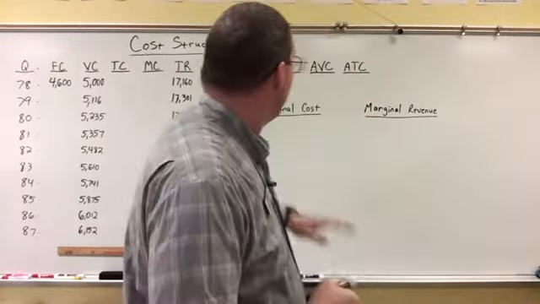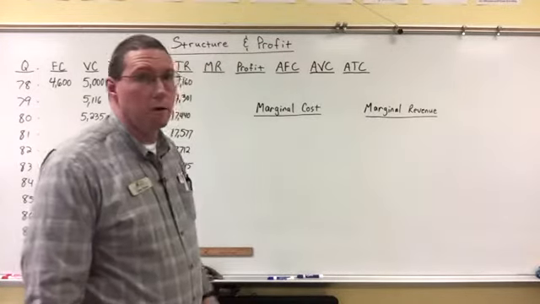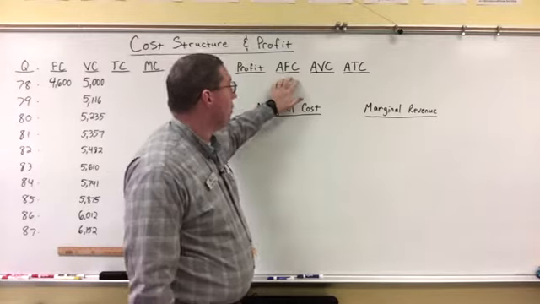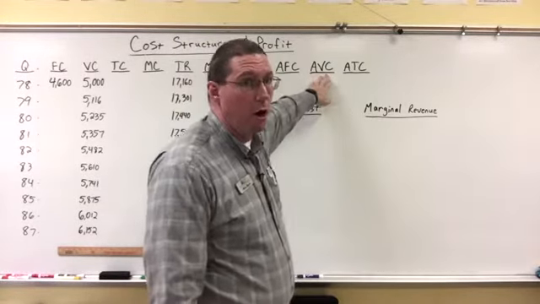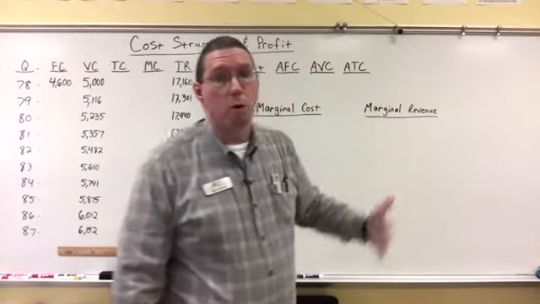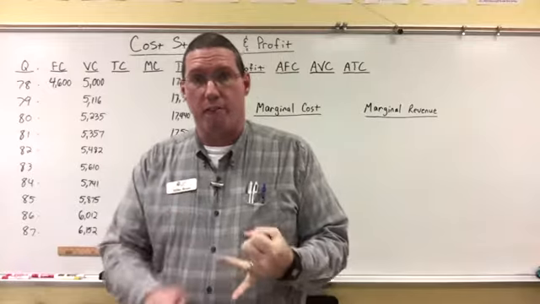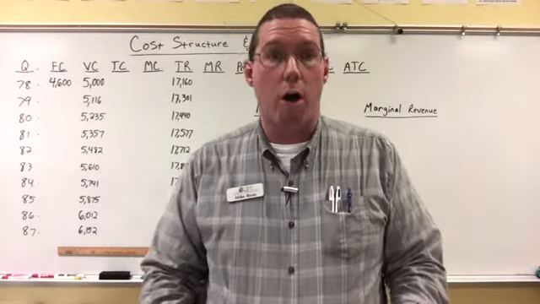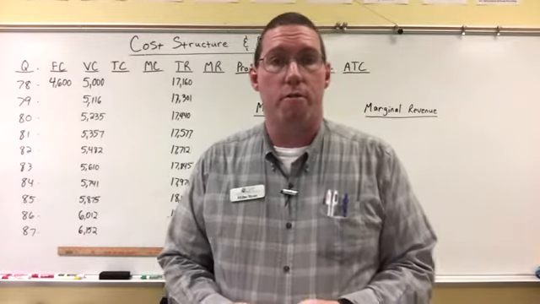Okay, and so these 3 right here, these are the initials for what it is that we're going to learn about. But we're going to learn about average fixed cost, average variable cost, and average total cost. Now, you already have learned about what fixed cost and variable cost and total costs are. Now all we're going to do is find the averages of all those values.